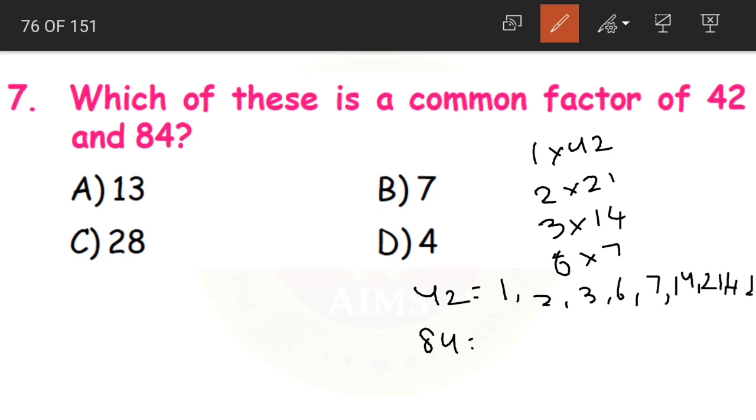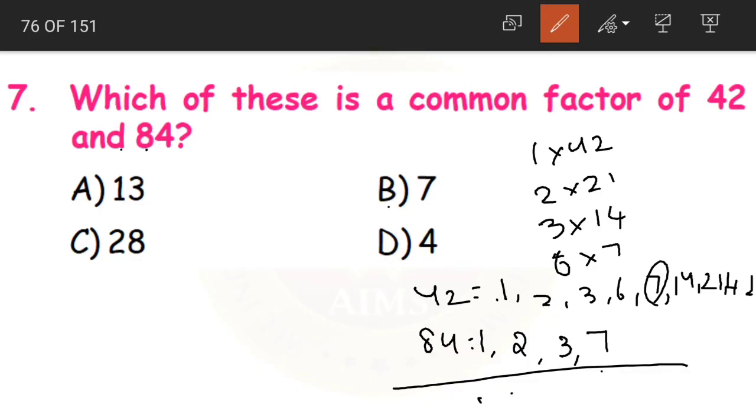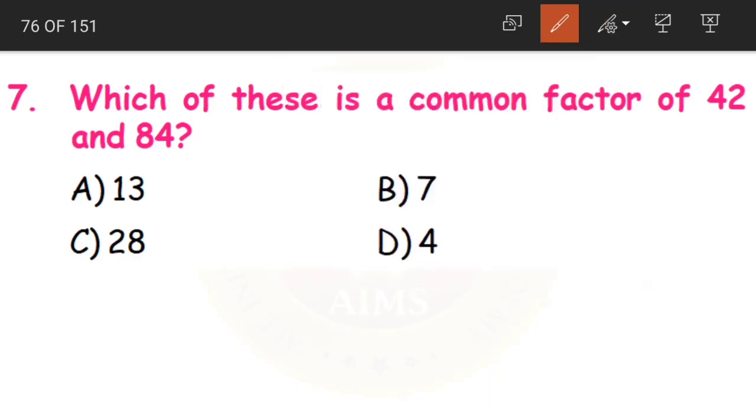Now in the same way we have to write the factors for 84. It comes in 1 table, 2 table, 3 table. So like this we have to write all the factors of 42 and 84 and then circle the common factors. 7 is the common factor for both 84 and 42. 7 6s are 42 and 7 12s are 84. Understood? Now another way to find out is take each of the numbers.